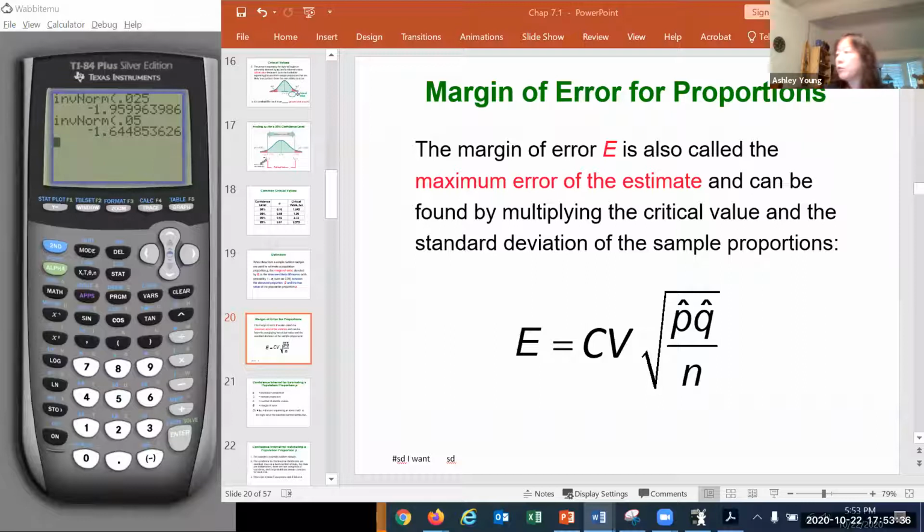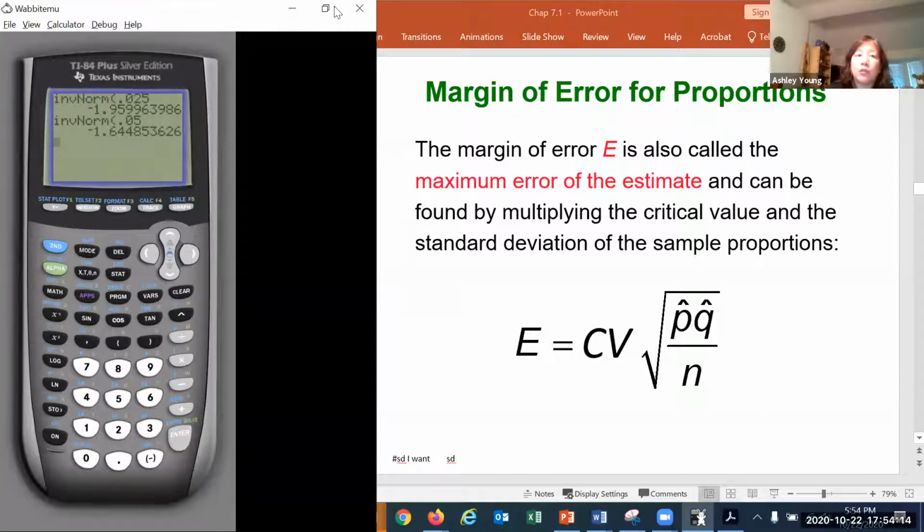So this is on your notes. Go ahead and read first. Margin of error for proportions. The margin of error E is also called the maximum error of the estimate and can be found by multiplying the critical value and the standard deviation of the sample proportions. Great. Go ahead and read the formula for me. E equals the critical value times the square root of p hat times q hat over n. Perfect. Great. So this is in your notes.